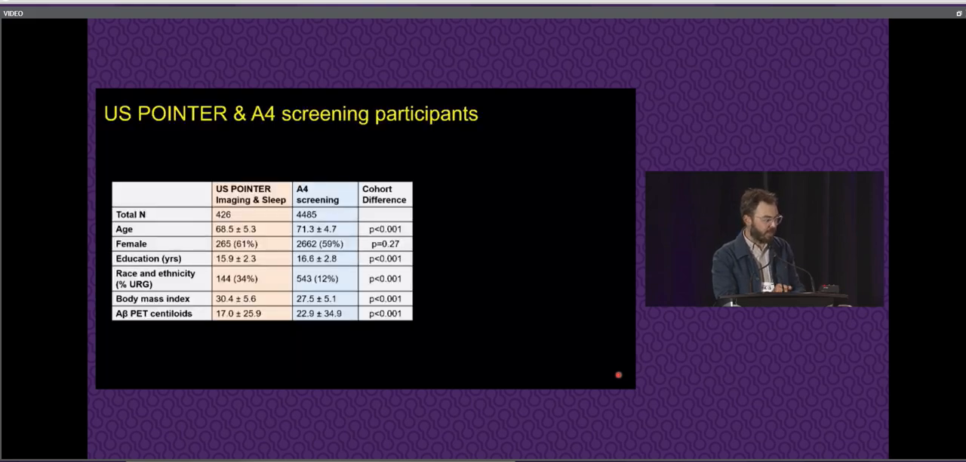You've heard a lot about the makeup of the POINTER study. My sample is focused not just on the imaging ancillary study, but on people who also volunteered for the sleep ancillary study. The overlap of imaging and sleep was 426 people, which is really exciting. I'm going to be focusing on the questionnaire data today, but they also have actigraphy and sleep apnea data. And then also the A4 screening study.